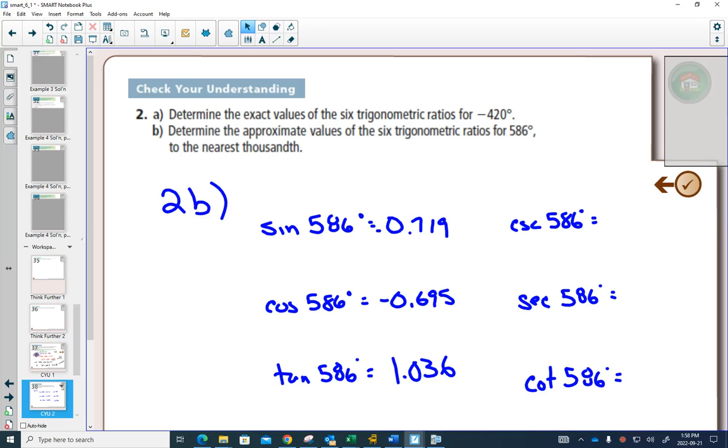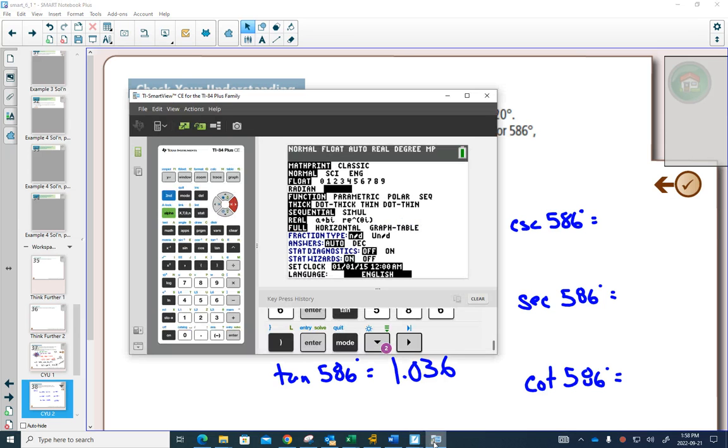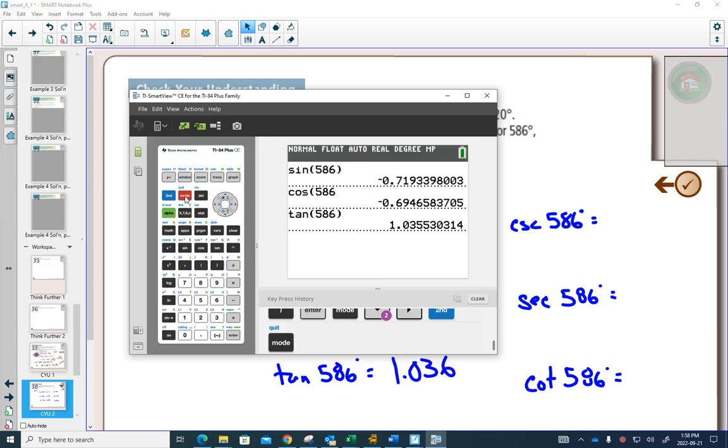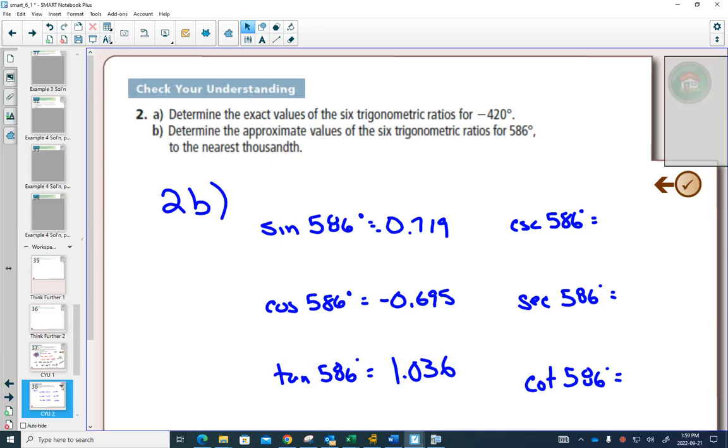Now, when we go to our calculator for cosecant, we don't have a cosecant button. Ugh. However, we know that the definition of cosecant is that it's 1 over sine. So if I want to figure out cosecant of 586, I can just do 1 divided by sine of 586. And I get negative 1.390.